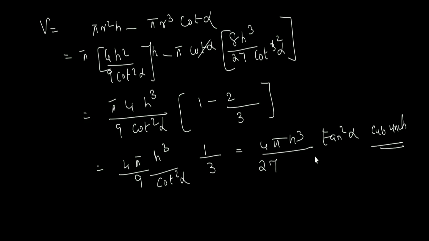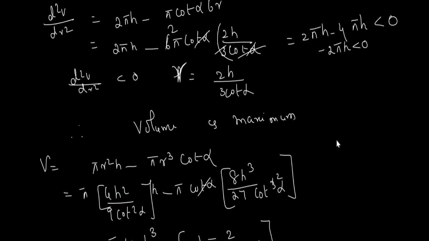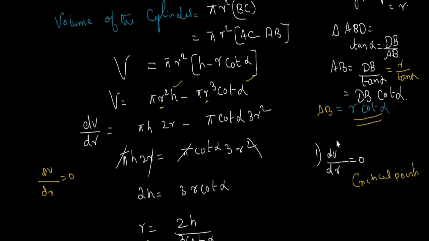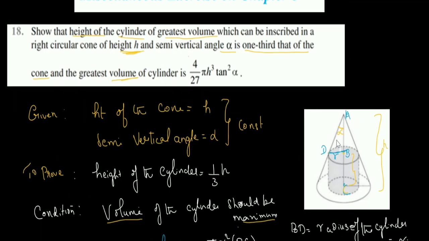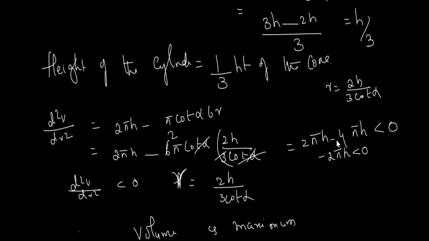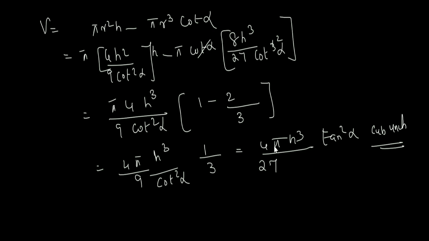1 by cot square alpha will become tan square alpha. So we have proved that the volume is 4 by 27 pi h cube tan square alpha cubic units.